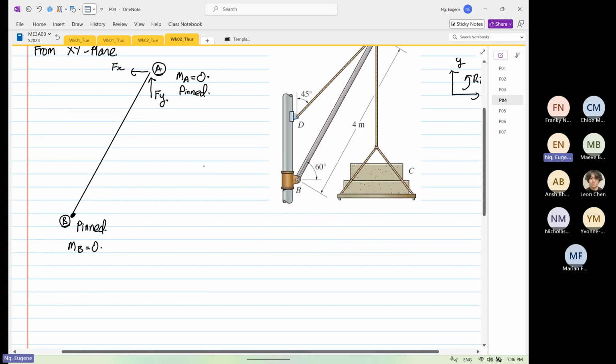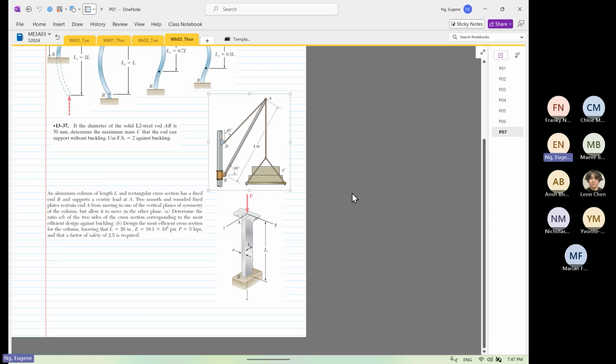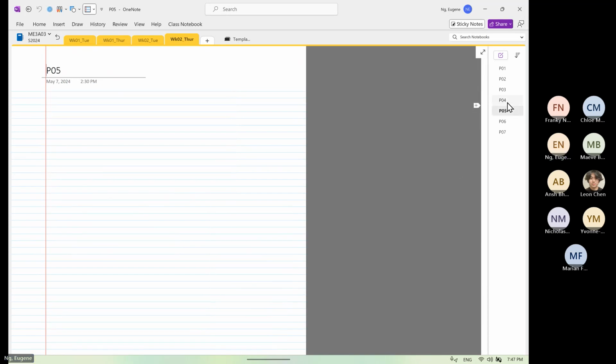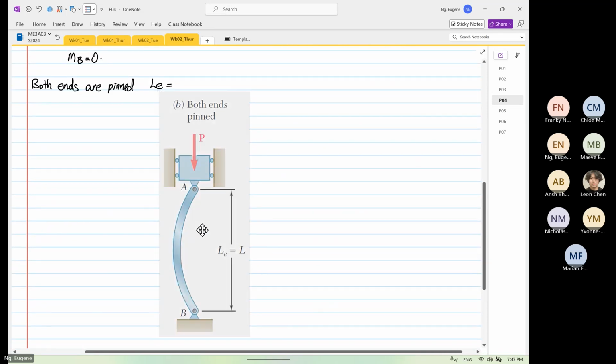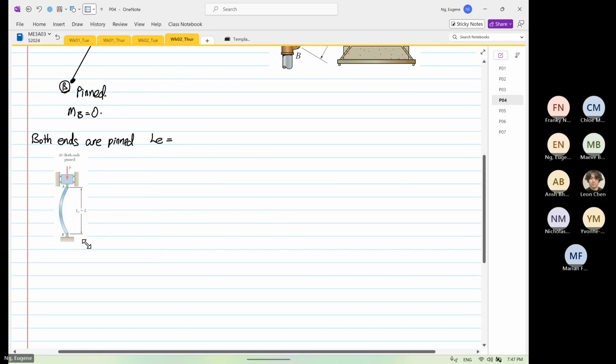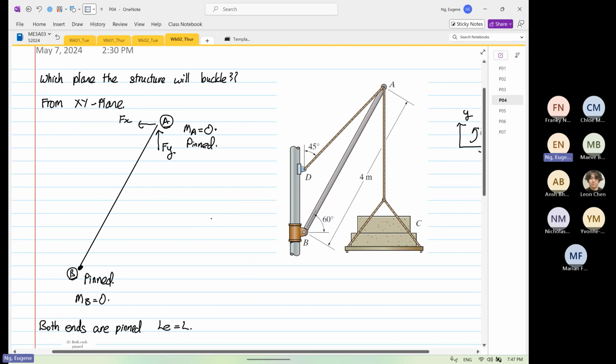So we realize that from the XY plane, both ends are pinned. So LE is equal to what? Okay, so based on this table, both ends are pinned, right? So with both ends pinned, we know that LE, from here, LE is equal to what? L. Okay, so this is for the XY plane.